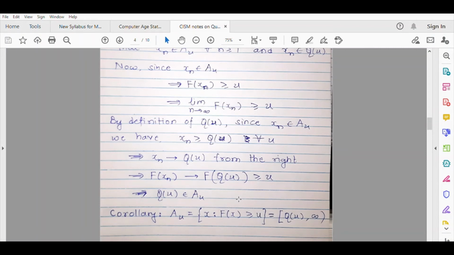So what is the corollary of this? This corollary makes things very simple. It simply means that AU should be of this type: the closed interval A to infinity, where that point A is nothing but the value of the quantile function at point u. Go slowly, don't hurry. Spend enough time on all these properties.